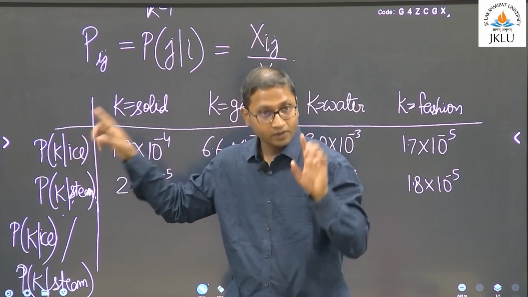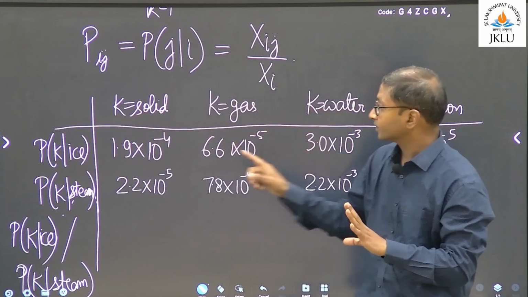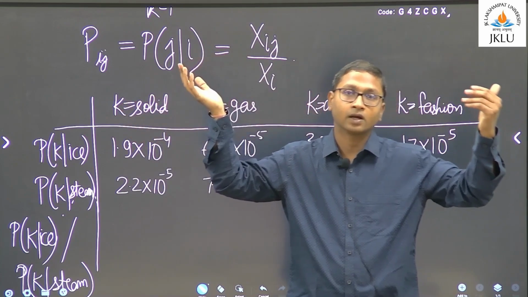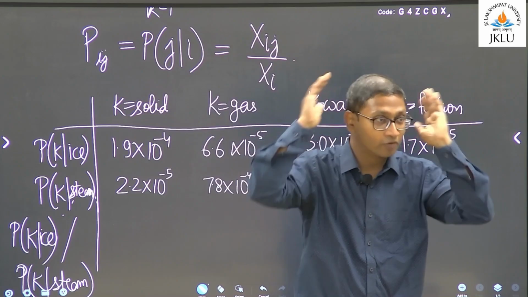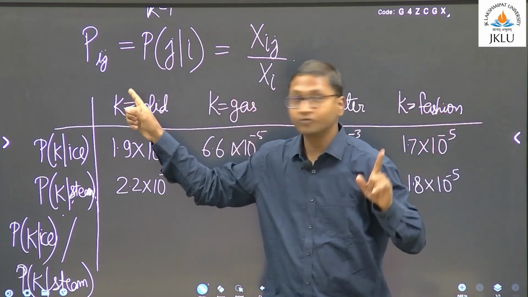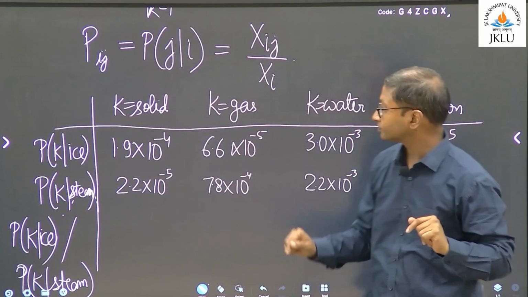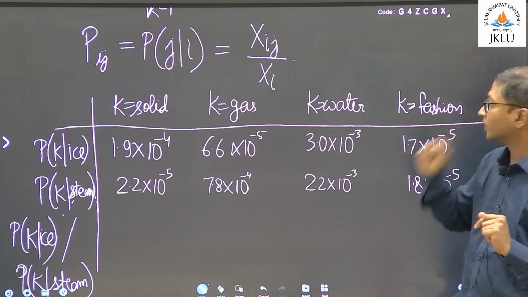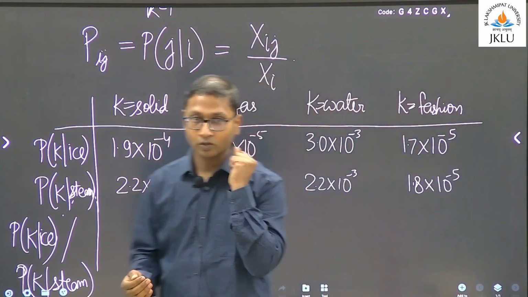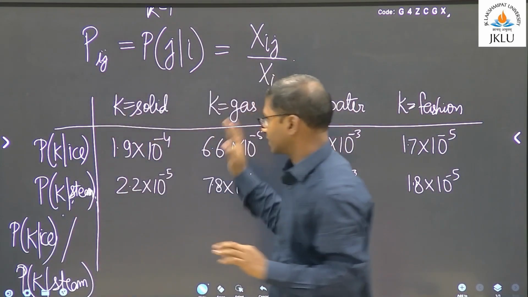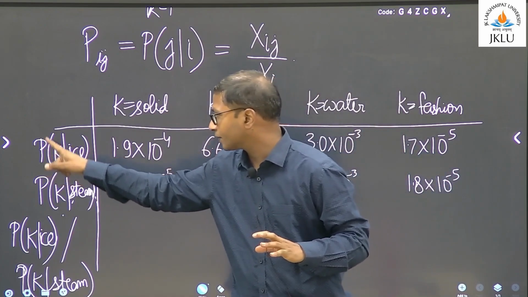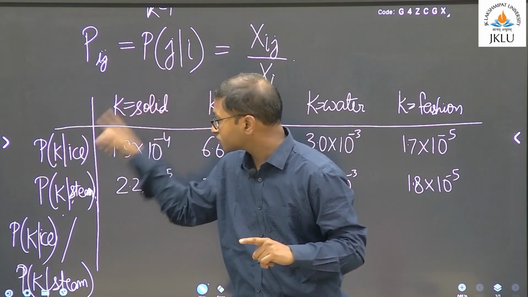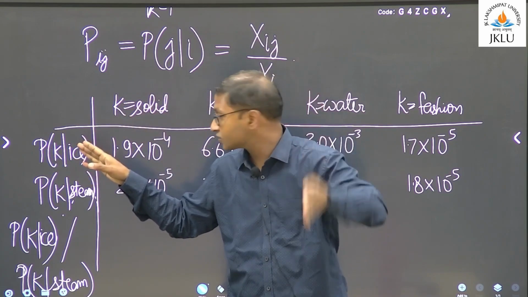So now what they are saying in this table is that we have chosen, so there could have been how many candidates for this? Mod V. But the authors are saying we are choosing K equal to solid, K equal to gas, K equal to water and K equal to fashion. Okay. Now don't look at these numbers. Tell me, what do you think is the probability of K where K is solid? What is the probability of word solid given ice?